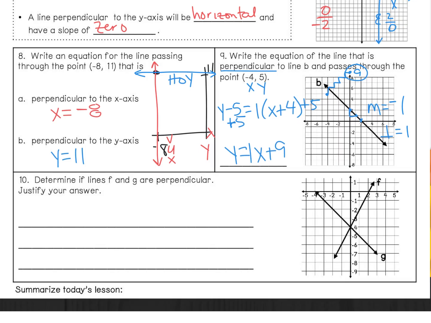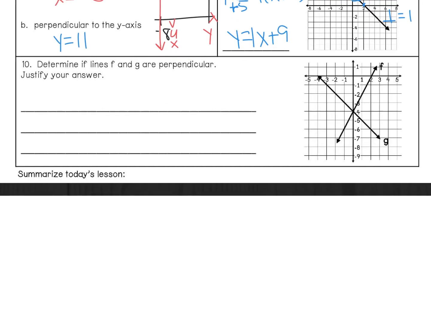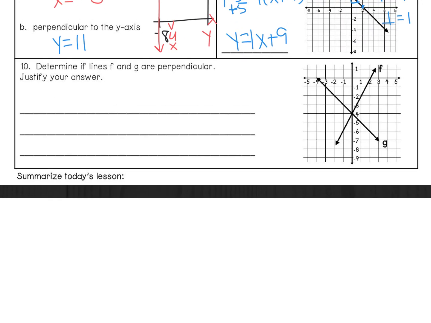How are we going to determine if F and G are perpendicular? What do we need to look at? The slope. Okay, so let's find, what's the slope of F? We know it's going up 2 over 1, or 2. So then what is the slope of G? G is only, what kind of 1? -1. Are these perpendicular? Are they parallel?